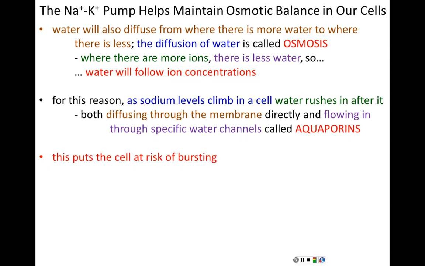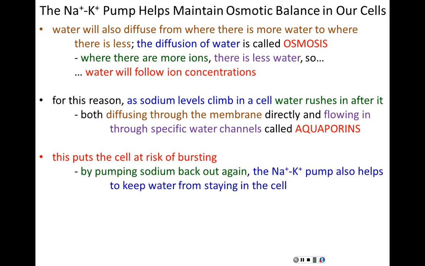This is a bad proposition. Sodium levels build up in the cell. Water rushes in after it. More sodium comes in, more water, more sodium, more water. We've got this fragile, barely detectable cell membrane, barely detectable on a light microscope. We're setting the stage for the cell to burst.